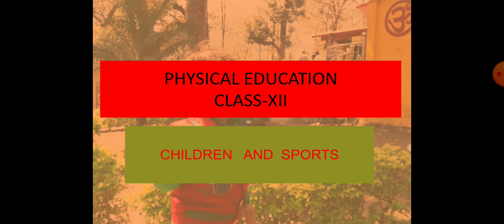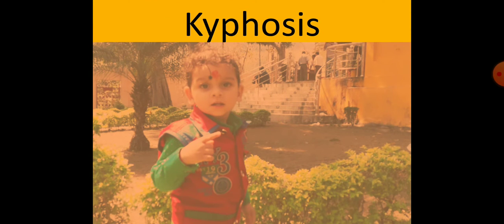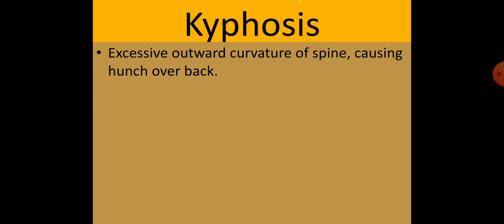We are continuing the lesson Children and Sport. In the previous video we discussed the postural deformities of spinal curvature. Round shoulder we have discussed. Lordosis we have discussed. Another postural deformity of the spinal curvature is kyphosis. So we will discuss this postural deformity.